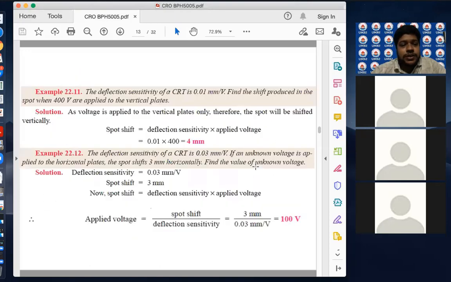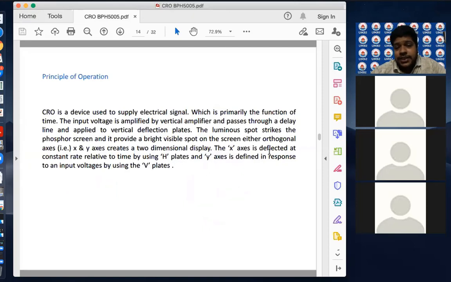So that is what it is saying when it talks about the operational part. It says the x-axis is deflected at a constant rate relative to time by using horizontal plates, and the y-axis is deflected in response to an input voltage by using vertical plates. I think it is clear why we need to give a constant rate voltage, meaning a constant voltage, so that the spot can move at a constant rate, because we want to see the signal in a correct form. Like the example we talked about, if we give a sinusoidal signal on a vertical plate, and we don't have a mechanism to move this spot horizontally, then what we will see is just a line on the screen. So this is how it operates.